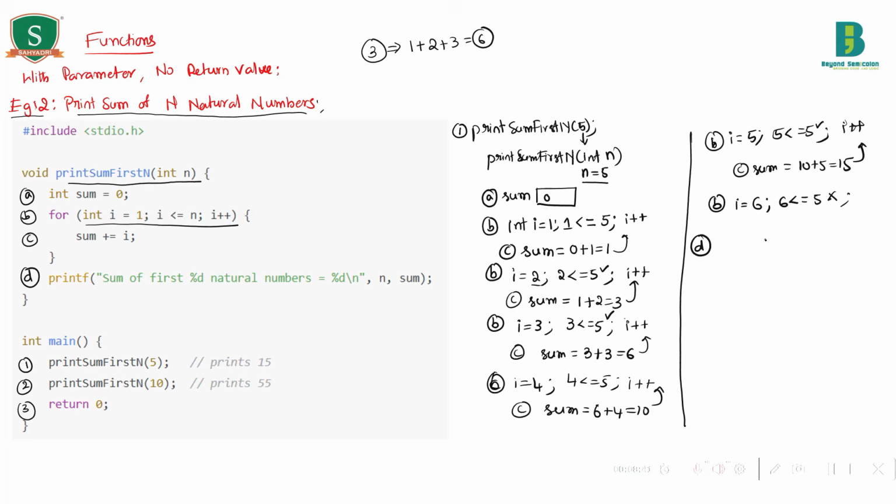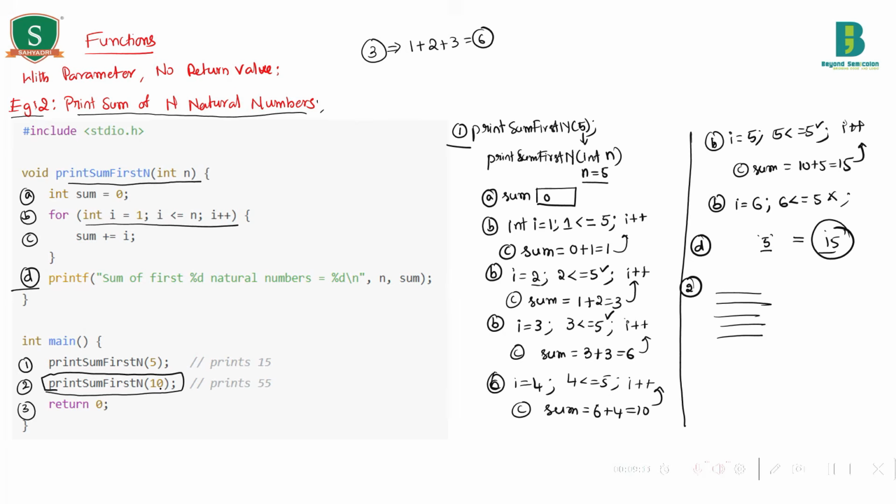The sum of the first 5 natural numbers is equal to 50... and it prints the output. Now after executing the first statement, it goes to the second statement. So students who are watching this video, do the tracing part for print sum first n of 10, so that you will get hands-on experience. So the second statement gets executed.